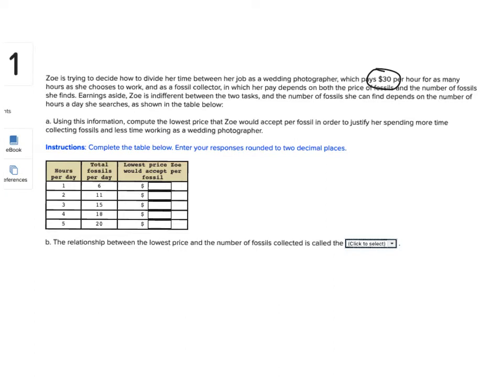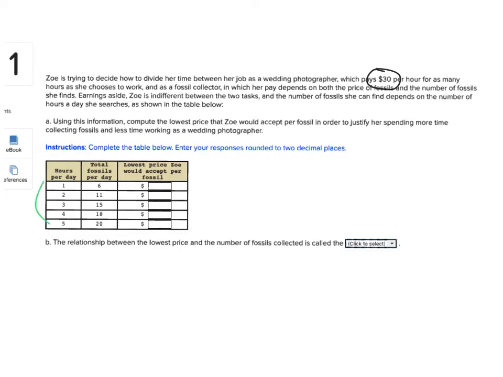For as many hours as she chooses to work, and is a fossil collector in which her pay depends on both the price of fossils and the number of fossils she finds. Earning aside, she's indifferent between the two tasks. And then we have her productivity information here.